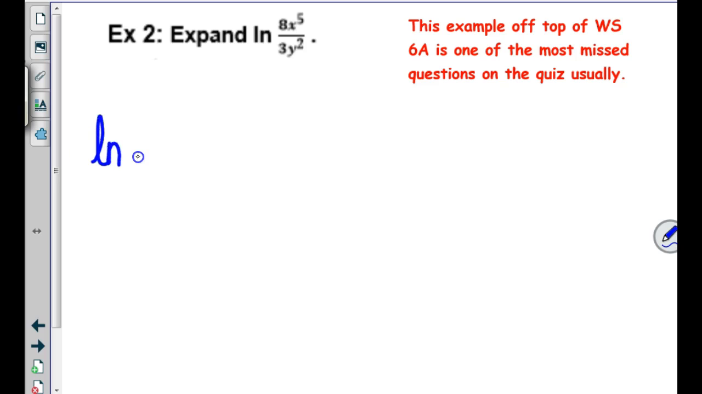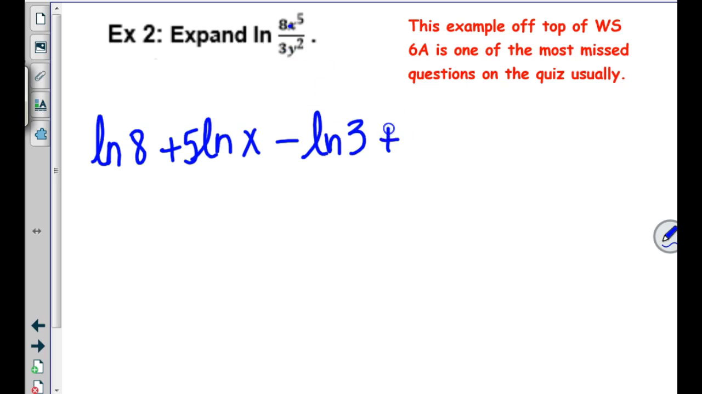Expand. So we have ln of, okay, and then it says times, so we go to plus ln of x to the 5th, and what can we do with that 5? Okay. Now we have divide. So we do minus ln of, okay, then it says multiply. So if we switch to ln of y squared, we can move the 2 out here. Is that going to be right? Why or why not?